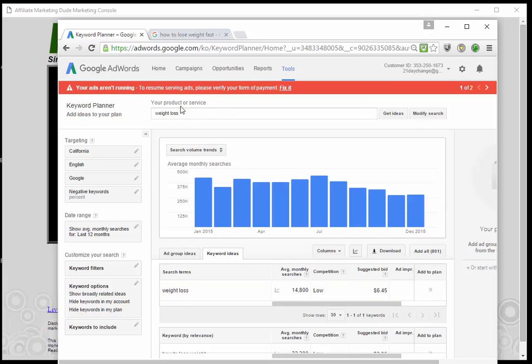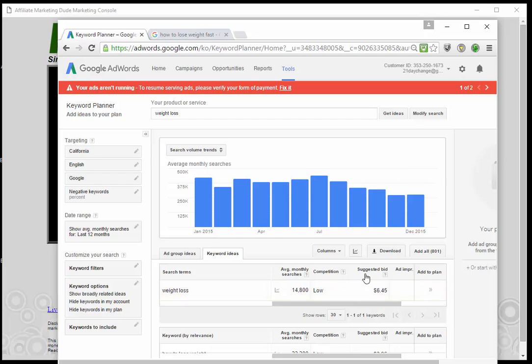Obviously, we have where we search for our product or service, get ideas, modify search. We have our calendar here, we have our main search term here. You're also going to notice that it says average monthly searches. We already went over that. It shows how many people per month search for this. You've got your chart, which shows you your competition and your suggested bid.